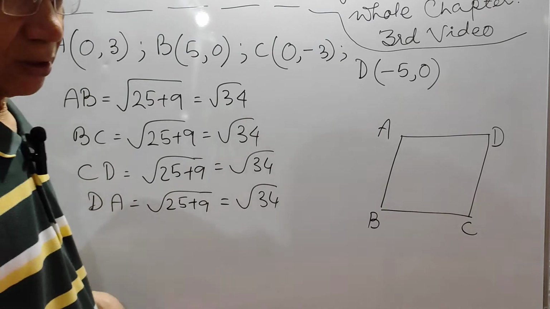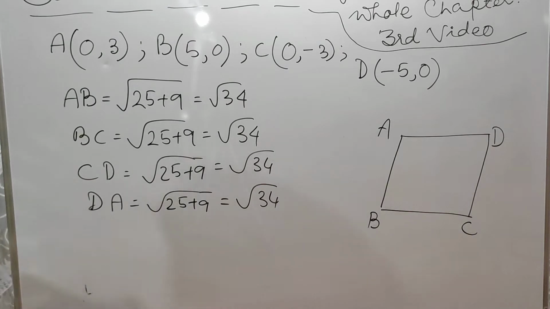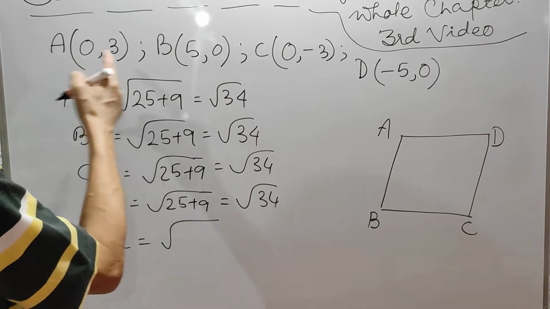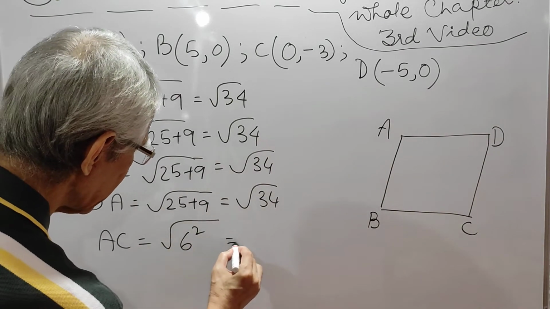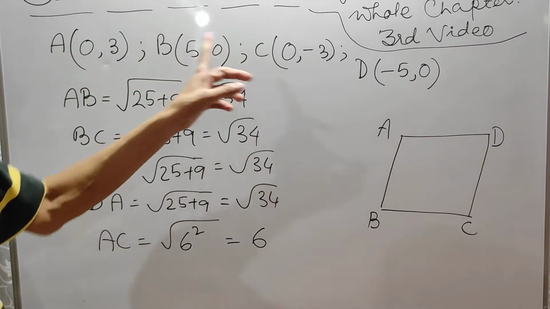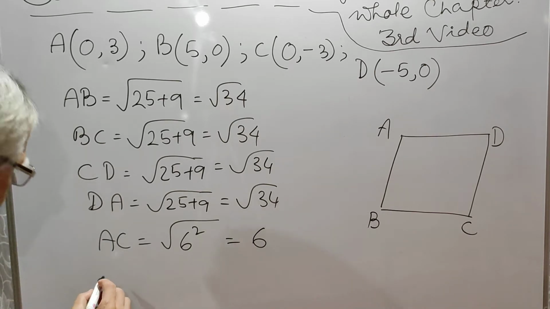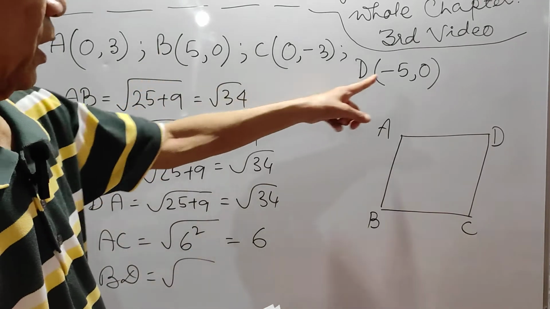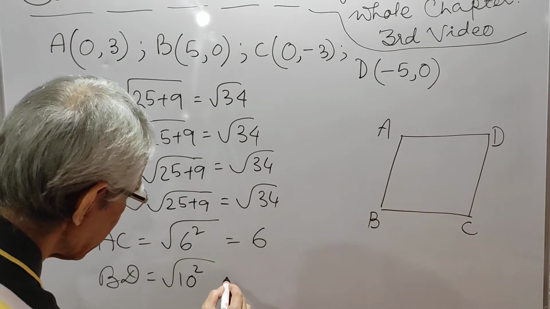I am doing this first because you are already acquainted with the distance formula and how to use it. Then we have to find the 2 diagonals, AC and BD. AC will be 0, and 3 plus 3, that is 6, so root over 6 square, that is 6. Then BD will be 5 plus 5, 10, 10 square plus 0, that is 10.